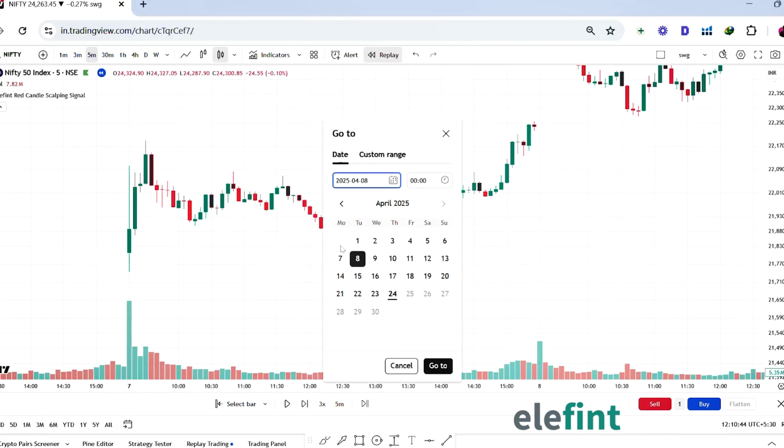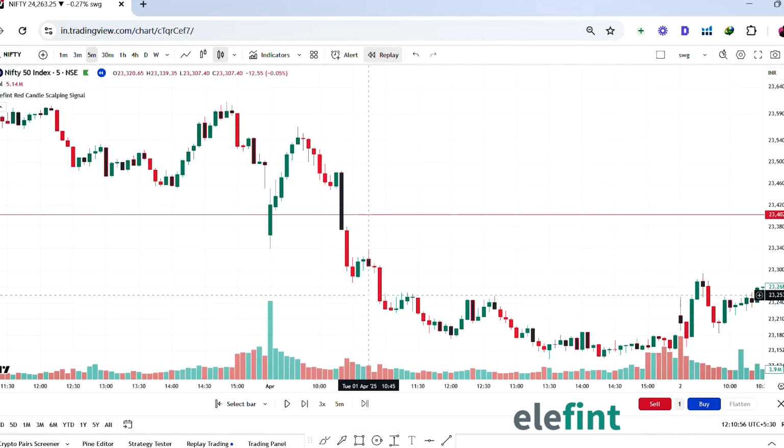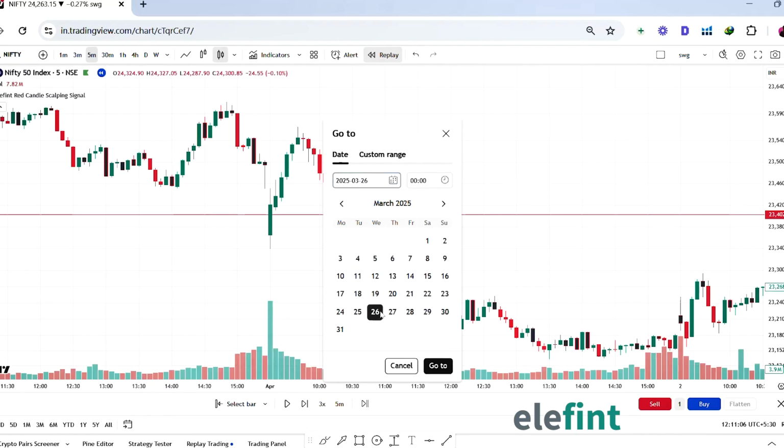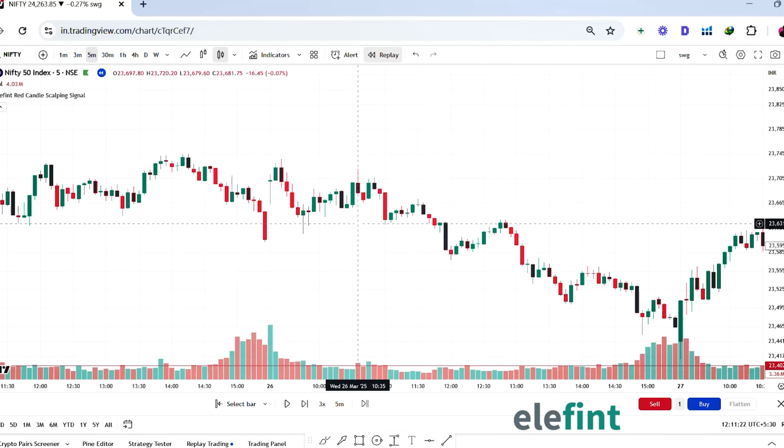Now let's go further behind. See this 1st April 10:45 candle. See the volume, 5.14. The previous candle volume is 4.94. So we have a follow-up red candle. Fine, let's go a little behind, like 26th March. See here, the 10:35 candle, 4 million is the volume. See the previous candle, 2.44. So 4 is greater than 2.44. We have a follow-up red candle. That's it, guys. So you might have another question.